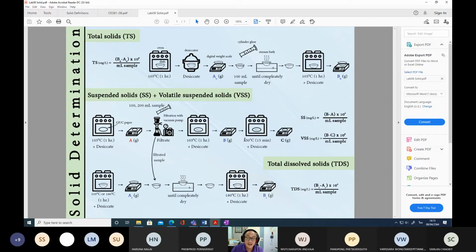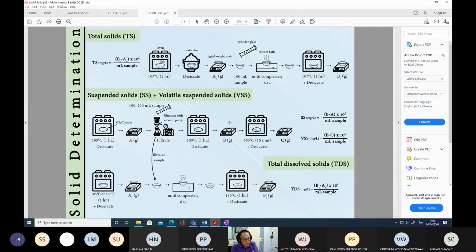It depends on whether it is required to determine the volatile or suspended solids. It's not required all the time, but anyway, it is a series of tests. You get A, then B, then C. But if you only focus on the suspended solids, you can stop your experiment at B, because you already have the value.